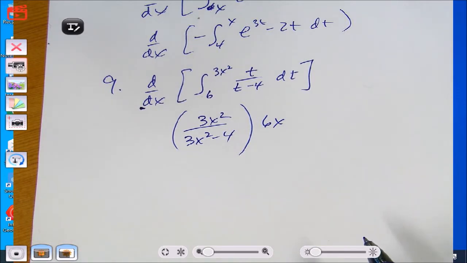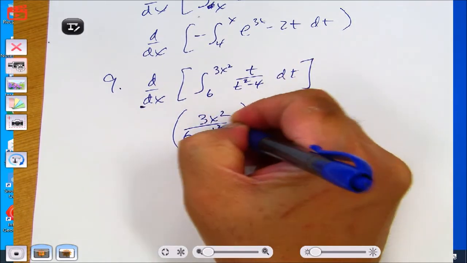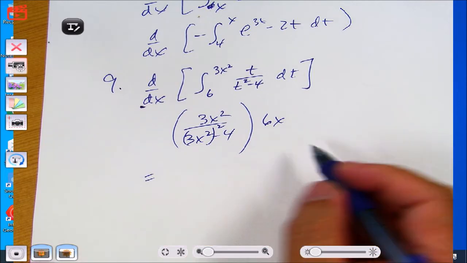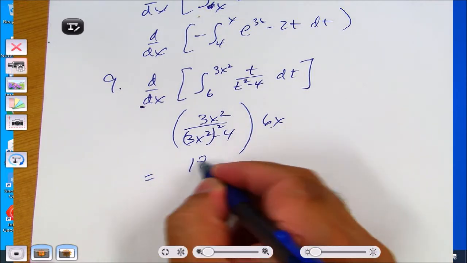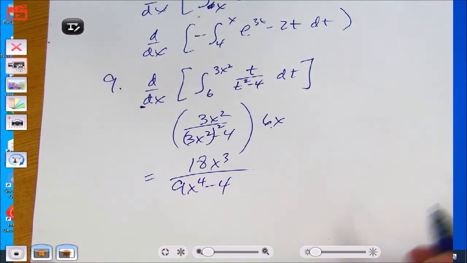T squared? Yeah. That's tricky. Oh, the variable is x. Alright, so all that becomes 6 times 3 is 18 x cubed over 9x to the 4 minus 4.